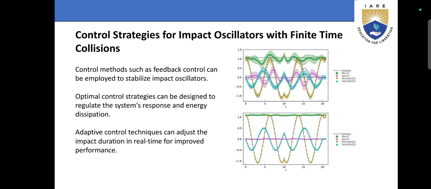Mainly two graphs are given, with the vertical axis 0, 5, 10, 15, 20 and the horizontal axis 0, 0.1, 0.15. We know the control techniques can adjust the impact duration in real time for improved performance, and control methods such as feedback control can be employed to stabilize impact oscillators.